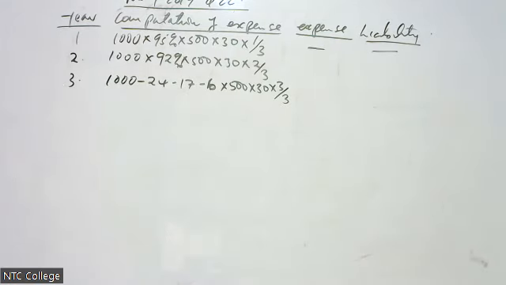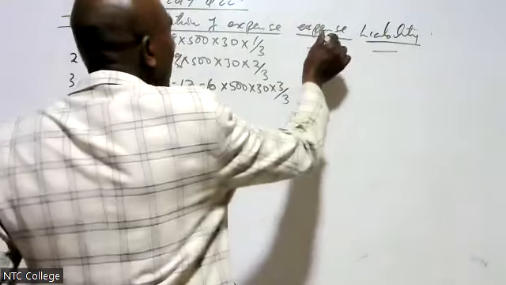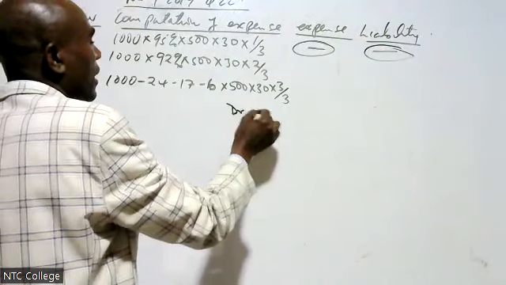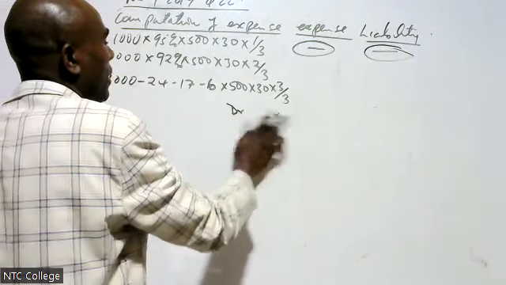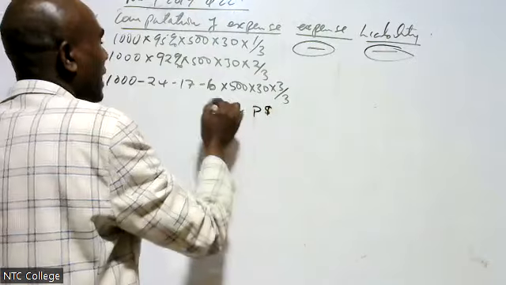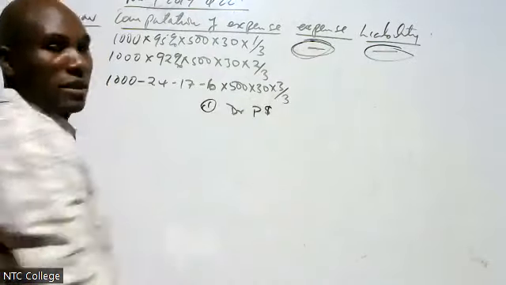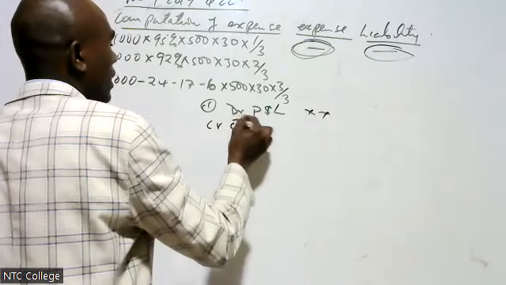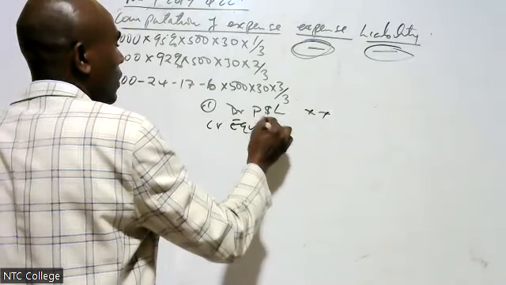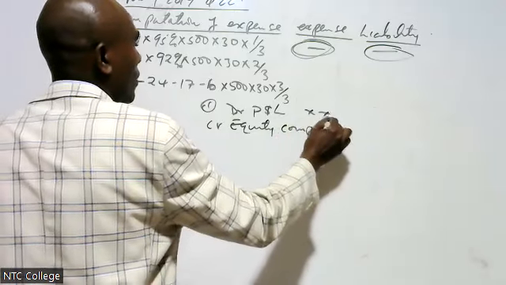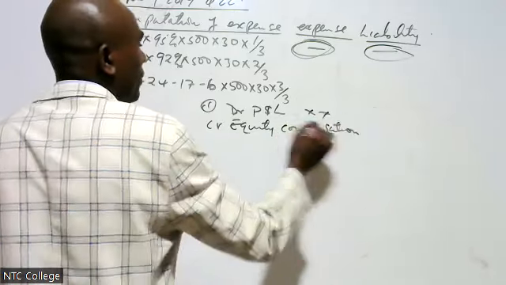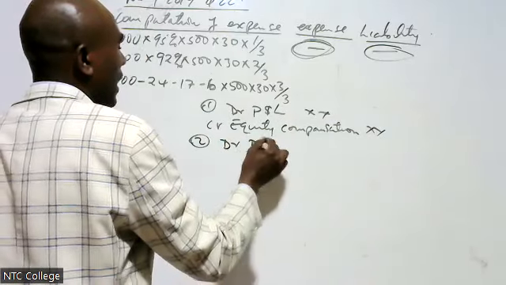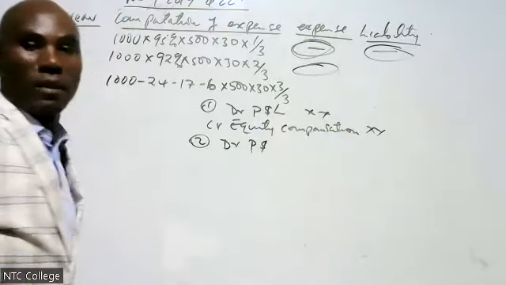Then the examiner wanted journal entries. For example, for the expense in year 1, I make a journal entry: debit P and L, and you credit equity compensation. When in year 2, you debit P and L with the expense that will be there. I believe you can compute it.